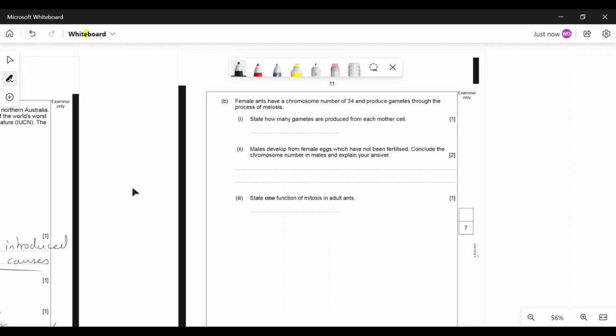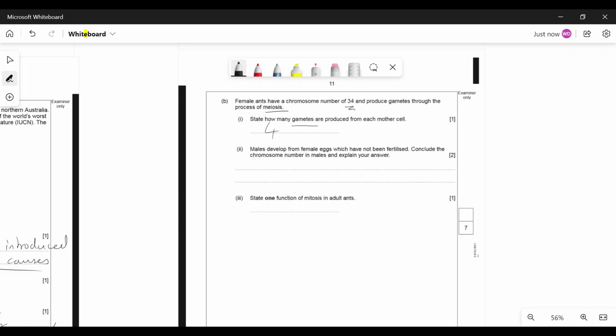Female ants, this is question B, have a chromosome number of 34 and produce gametes through the process of meiosis. So in the body cells, they have 34 chromosomes. State how many gametes are produced from each mother cell. Gametes, by meiosis, 4 daughter cells are produced every meiosis division.